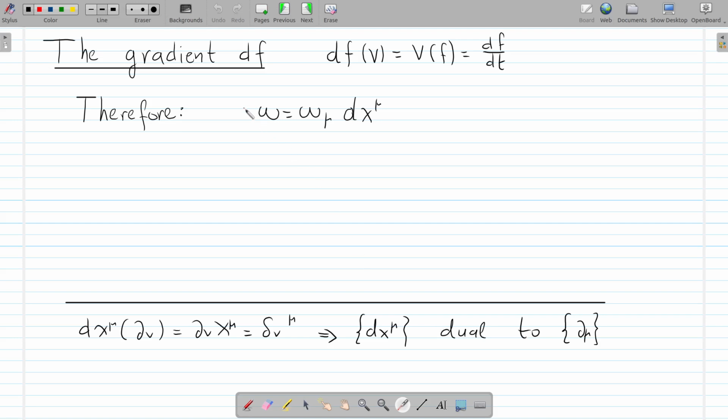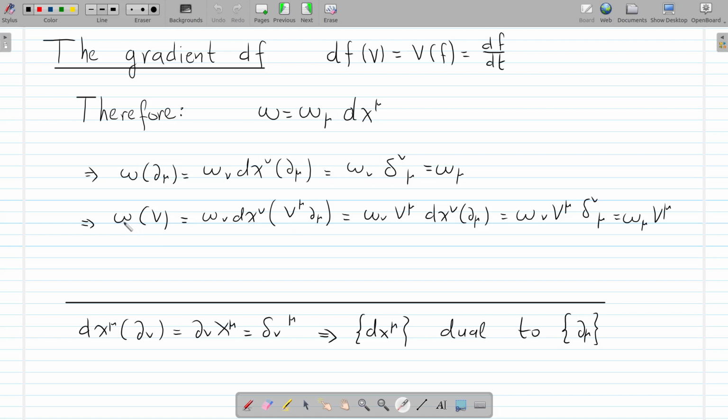Then, this is a basis because any one form can be written as a linear combination of those one forms, this way. Indeed, the action of omega on d mu can be computed from the right hand side by dx nu acting on d mu. This is the delta Kronecker here, therefore the result is to obtain the mu component of the one form omega.